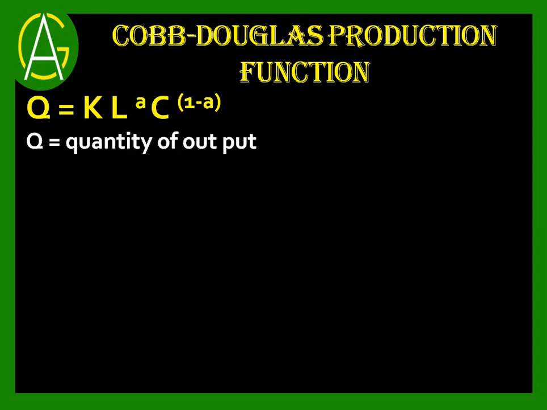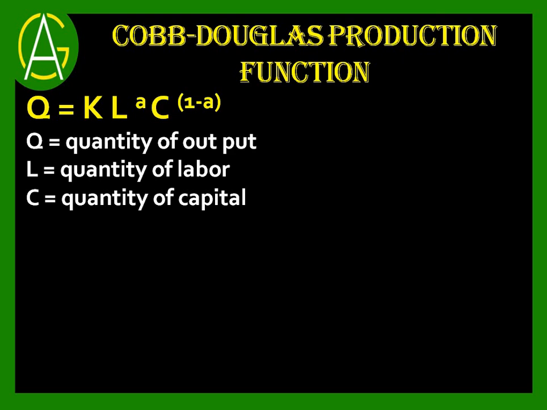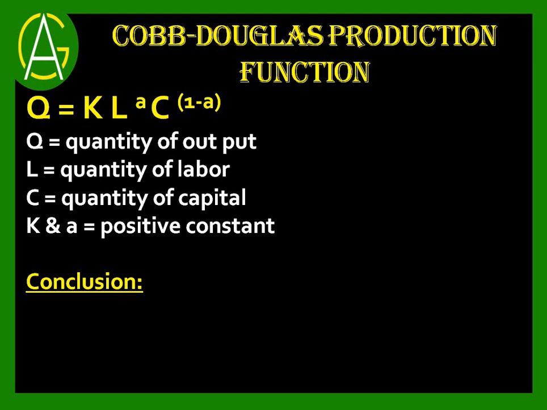Here Q is the quantity of output, L is the quantity of labor, C is the quantity of capital, and K and A are positive constants. Friends, they suggested that if a factory or any productive unit wants to increase production, they must utilize the factors of production according to the proportion given by this function. If any factory utilizes the factors of production according to this equation, they will be able to increase the production, and they found the conclusion through this equation.